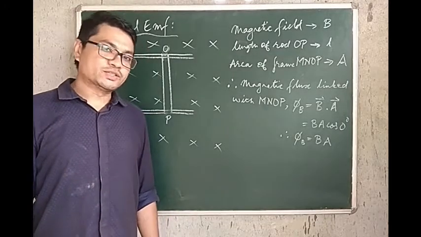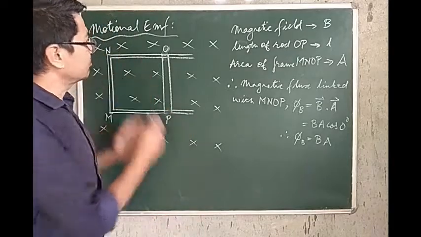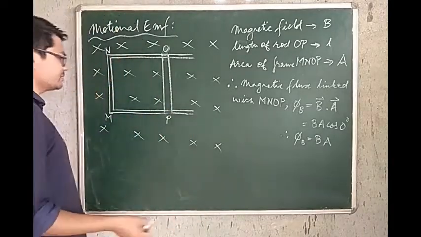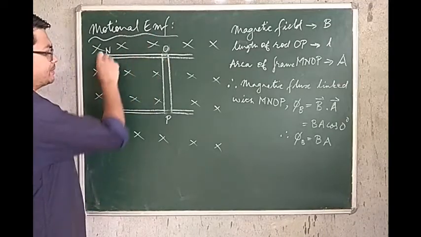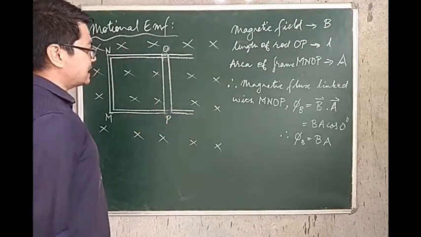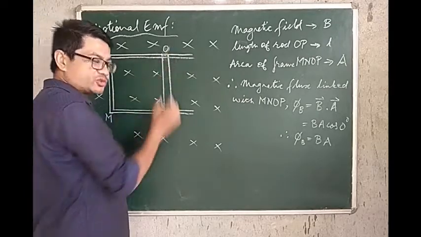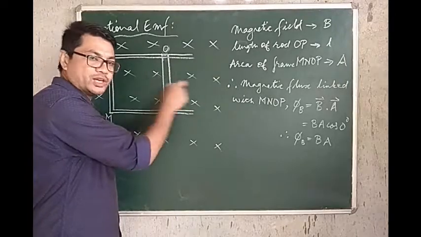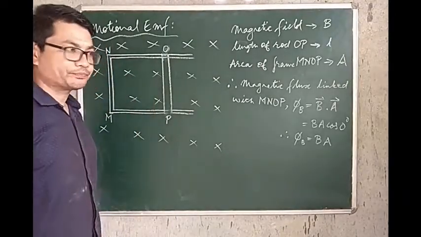Okay, class 12. In this video, we are going to talk about motional EMF. So, what we have is this rectangular frame MNOP, and this strip or rod OP is movable over the frame. It can move left and right.